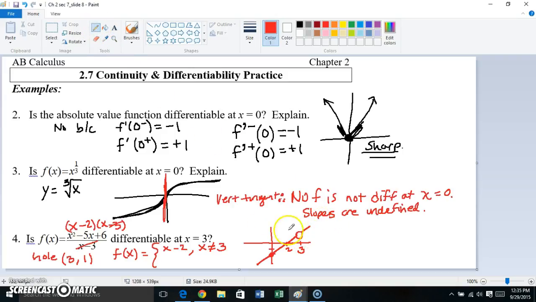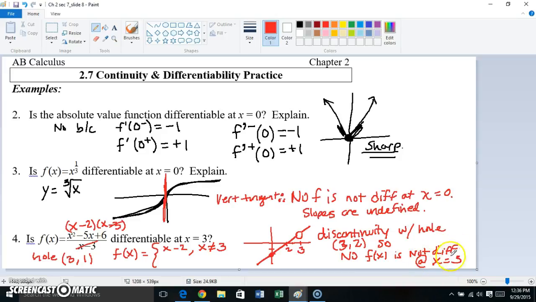All right. Is this function differentiable at x equals 3? Well, there's discontinuity, with a hole at 3, 2. So no, f of x is not differentiable at x equals 3. You must have continuity to have differentiability.